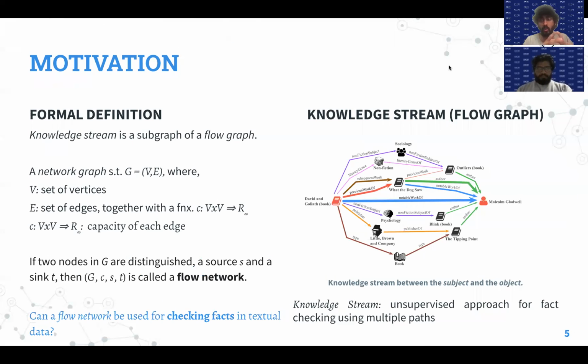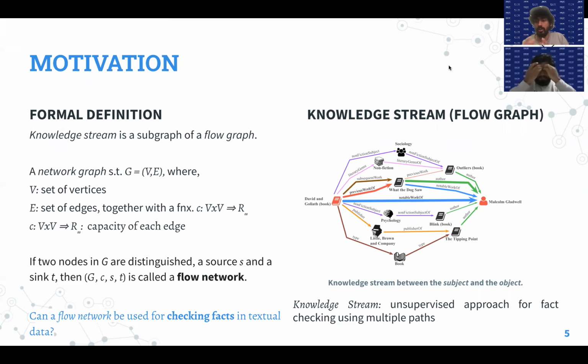We described what a knowledge graph is. Let's see what a flow graph is, which we will be using. A flow graph basically consists of a source and a sink node, and the information flows from the source to the sink node in this graph. The edges of the flow graph have a capacity value, and it can have a maximum flow of information up to the maximum capacity of the edge.